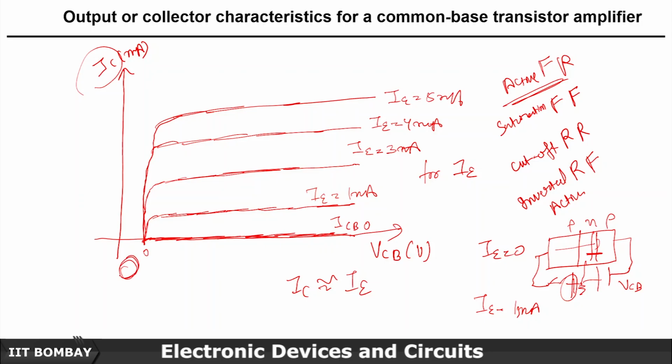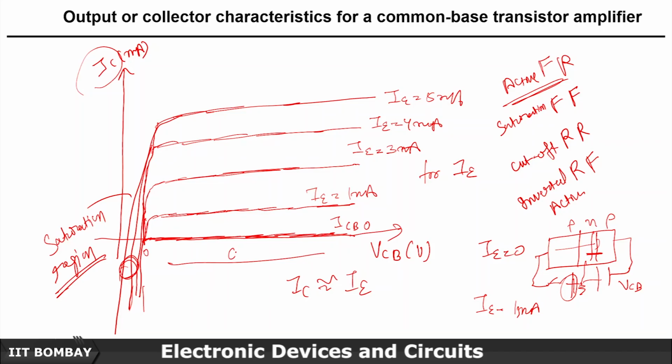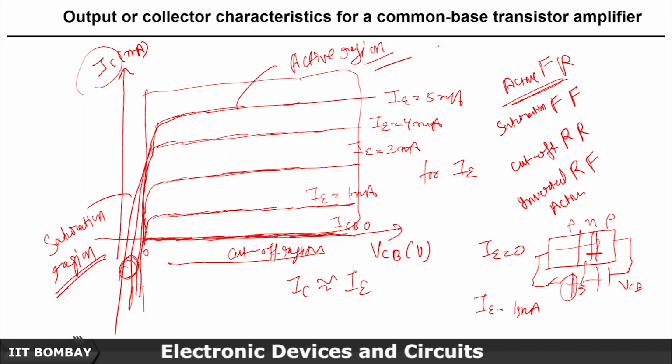And if this VCB goes negative here, that means the junction is again going to be forward biased. So in this case your current will increase dramatically and you will enter into the saturation region. So this is the saturation region, this is the cutoff region, when both are reverse biased. And this region is basically your active region. I hope you could get some idea of these output characteristics.